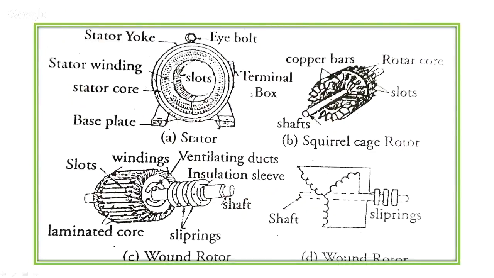So these are the different parts. Here you can see the stator yoke, windings, stator core. This is the terminal box to bring out the windings. This is the eye bolt to handle the machine. And here is the squirrel cage rotor. This is the slip ring or the wound rotor.